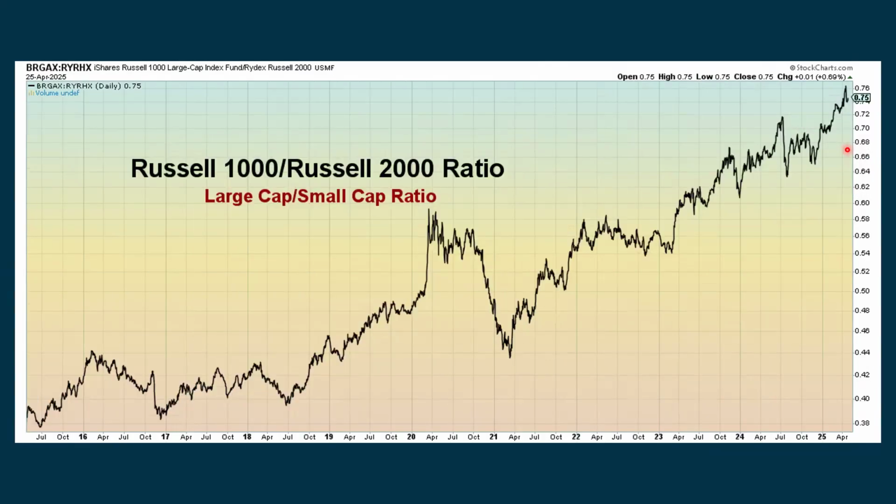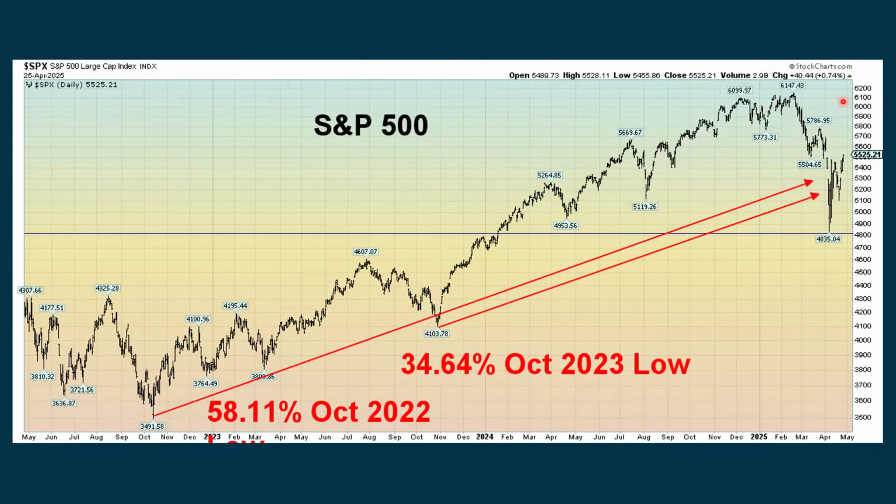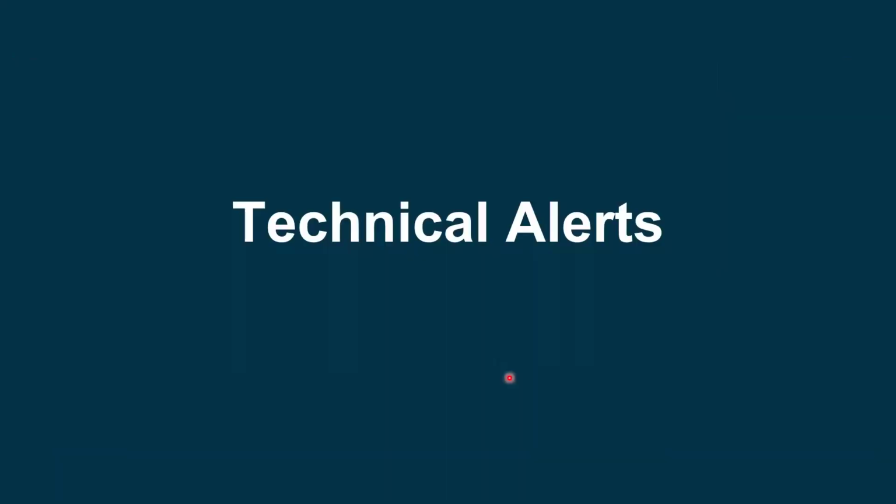Then I look at a ratio between the Russell 1000, which are large caps, and the Russell 2000, which are small caps. Small caps are still really struggling, and large caps are doing a little bit better. But even when we were going down, we're seeing this ratio going up, meaning that large caps have been holding up better than small caps. And just for informational purposes, we go and say, all right, where are we from the October 2022 low? Well, with this nice little bounce that we're getting right now, we're up 58.11% from that low. And then we set another low in October 2023, and we're up 34.64% from that low as well.